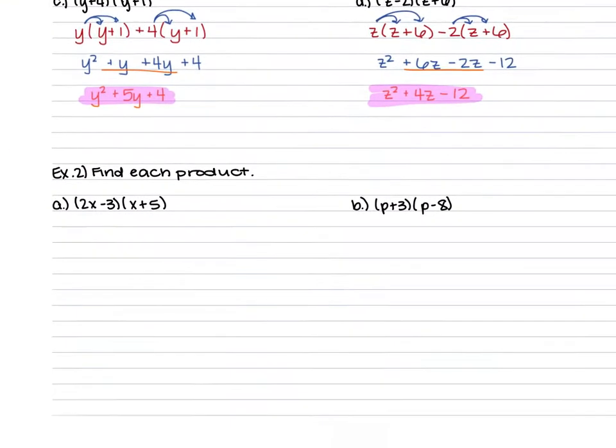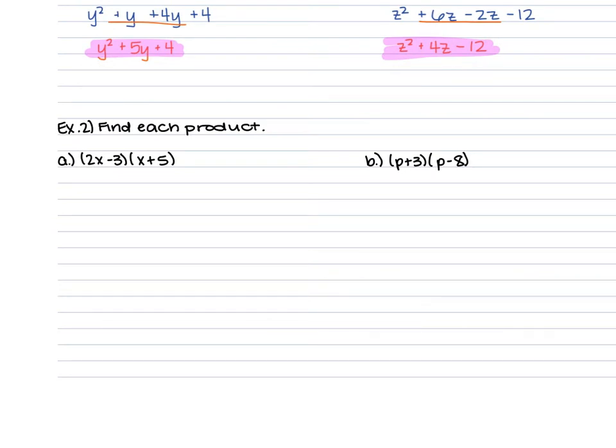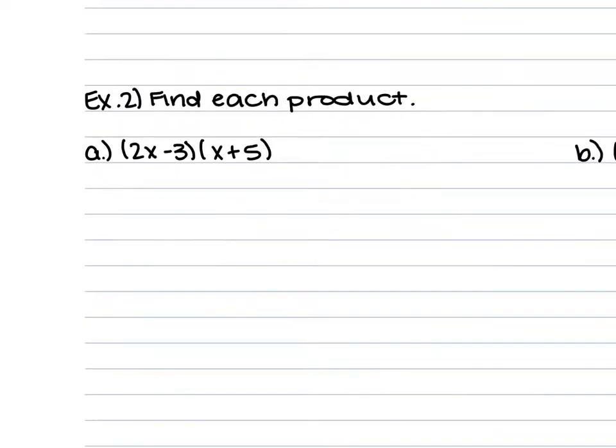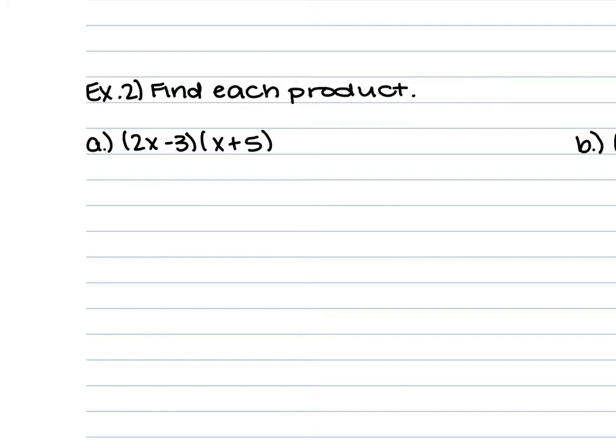For our next set of examples, we have a little bit of a different kind of binomial that we see here. Sometimes they're going to have a coefficient on the variable within the binomial. With these, I'm going to use the FOIL method, which just means first, outer, inner, last.